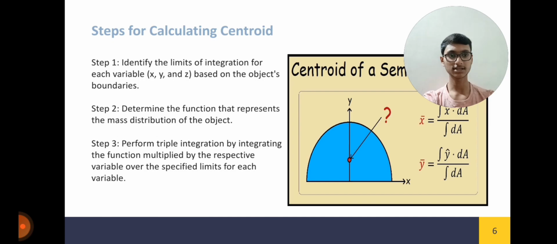Steps for calculating the centroid. Step 1. Identify the limits of integration for each variable, that is x, y and z, based on the object's boundaries. Step 2. Determine the function that represents the mass distribution of the object. Step 3. Perform triple integration by integrating the function multiplied by the respective variables over the specified limits for each variable.